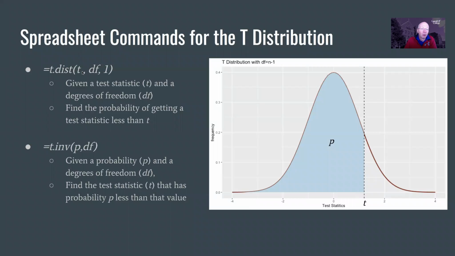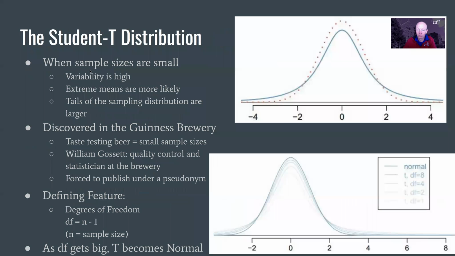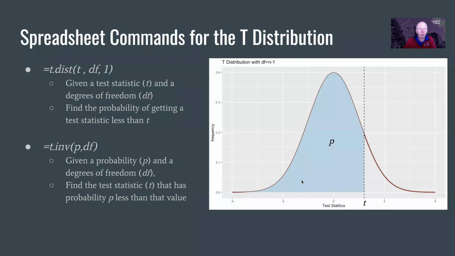T.dist asks for a test statistic, so the number of standard deviations that you are away from the mean. The degrees of freedom, which again, based on the previous slide, tells you about how fat the tails are. Remember, degrees of freedom is related to sample size, and then comma 1 to accumulate. And what this will do is find the probability of getting a test statistic less than t. So on the picture here, I feed it a t, and I feed it a degrees of freedom, which controls how fat the tails are and how tall the peak is, and it returns for me a probability.